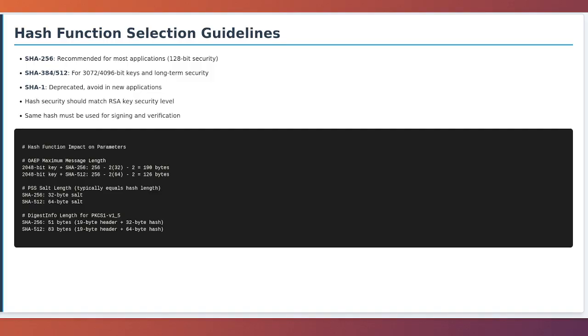An important security principle is that the hash function should have security comparable to the RSA key. Using SHA-256 with a 2048-bit key provides balanced security where both components offer approximately 112 to 128 bits of security. Using a weak hash function with a strong key wastes the key's security potential. Conversely, using a very strong hash function with a weak key doesn't improve overall security, since the key becomes the weak link.